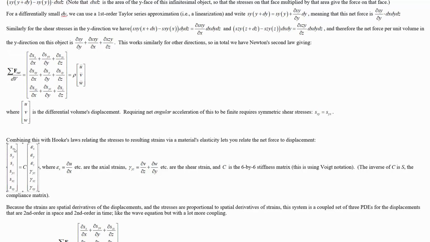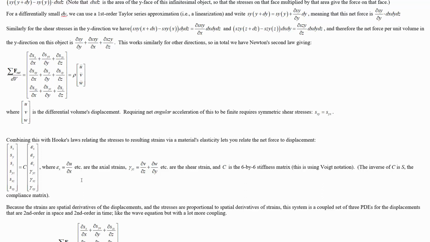So Hooke's law says that these stresses, these 6 different stresses, are related to the strains in the axial and shear form through a 6x6 matrix. This is using Voigt notation here. So C is the stiffness matrix. So strains multiplied by the stiffness matrix will give you the stresses.